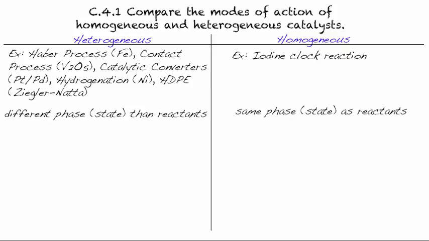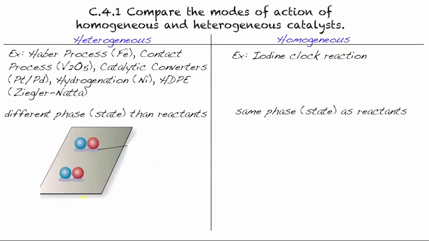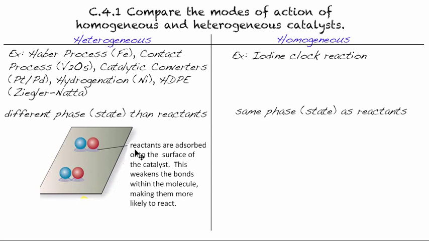Let's dig a little bit deeper and think about these solid catalysts. Here this metal sheet represents a solid catalyst, and these two spheres represent the reactants. What happens here is the reactants are adsorbed. This is a key word that you shouldn't confuse with absorbed. Absorbed means it goes inside something. Adsorbed means it just attaches to the surface, and so it won't go inside.